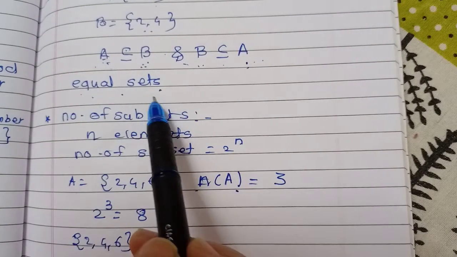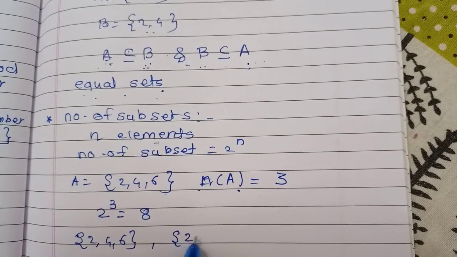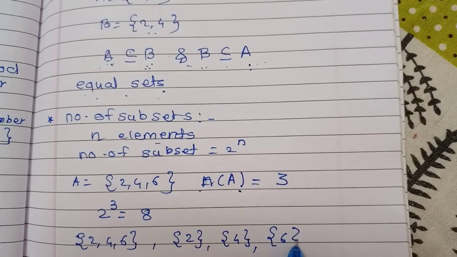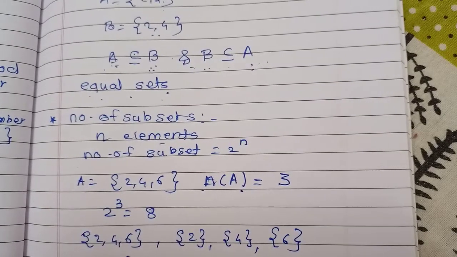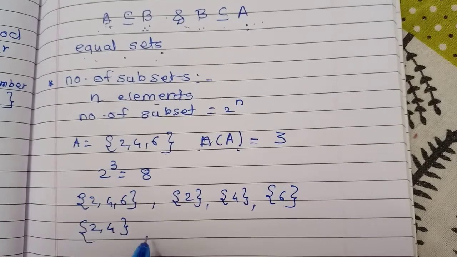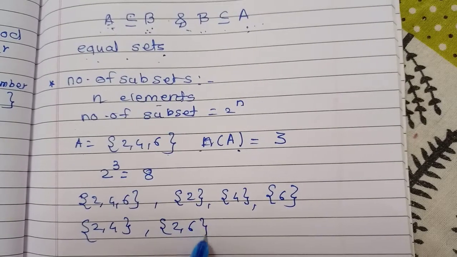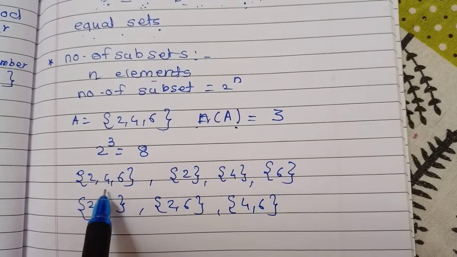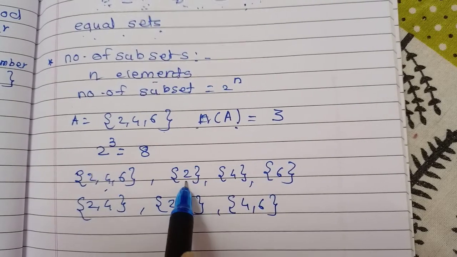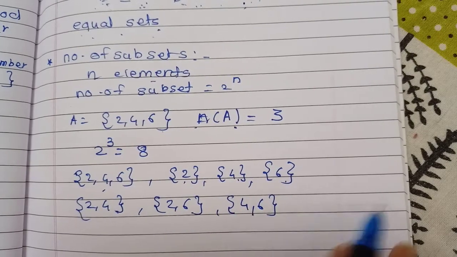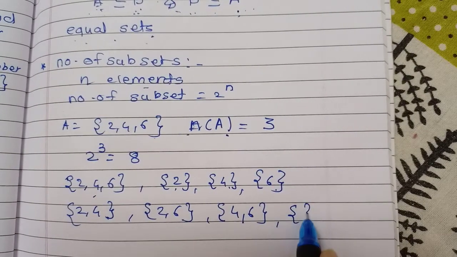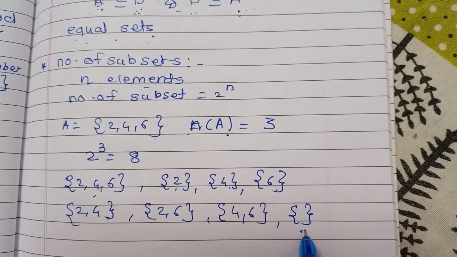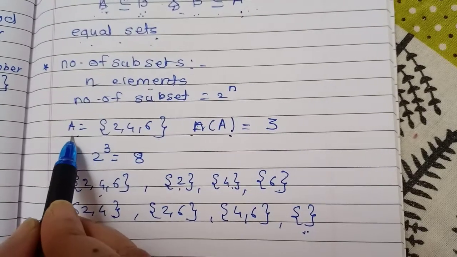So first I will write the subset {2, 4, 6}, by following the above rule of equal sets. Then I will write {2, 4}, then {2, 6}, then {4, 6}. Okay, how many subsets did we get? 1, 2, 3, 4, 5, 6, 7. And don't forget to write the empty set. That is the eighth. So the empty set or null set is also a subset of A.